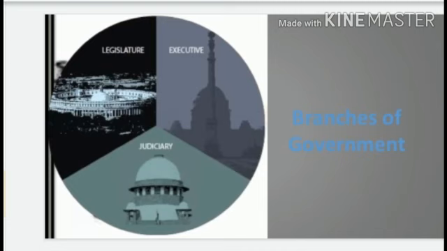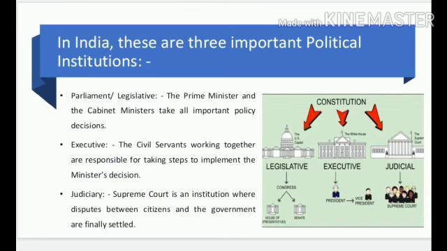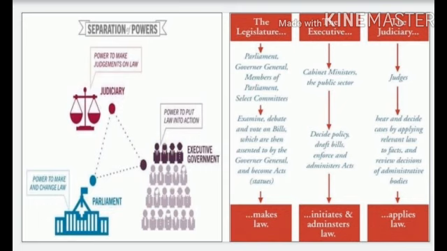Now, branches of the government: legislative, executive, and judiciary are the three branches of the government. Legislative: the Prime Minister and the Cabinet Ministers take all important policy decisions. Executive: the civil servants working together are responsible for taking steps to implement the ministers' decisions. Judiciary: Supreme Court is an institution where disputes between citizens and the government are finally settled. In this way, we have separation of powers among organs or branches of the government.